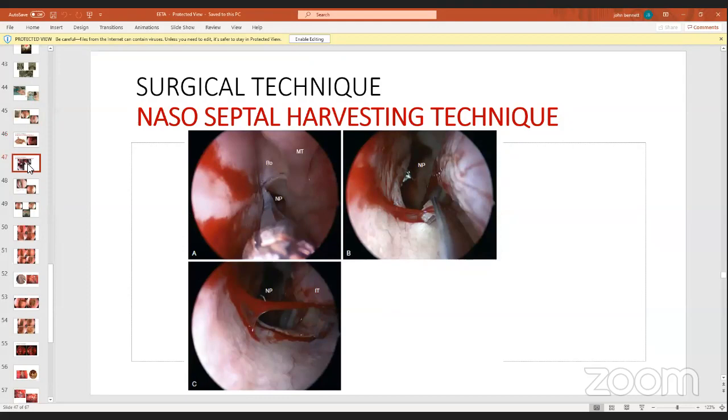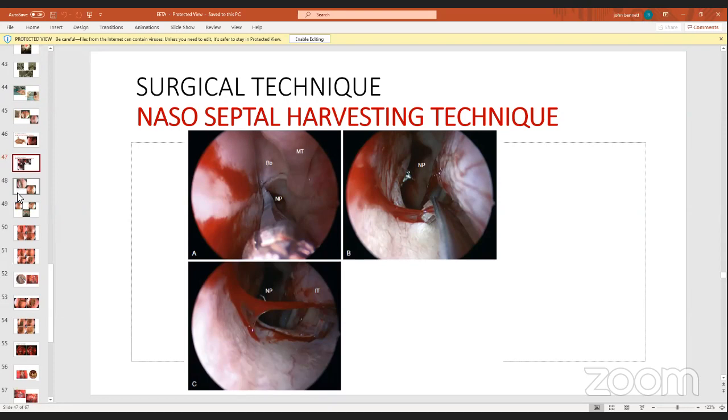Next. Okay, so this is an example, picture A. If you can zoom in, you see the sphenoethmoidal recess. Picture A is a left nostril. When you get there, you see the lower margin of the sphenoethmoidal recess. This is where you make your cut, from posterior to anterior. You make your cut, you go down, and you go anteriorly.